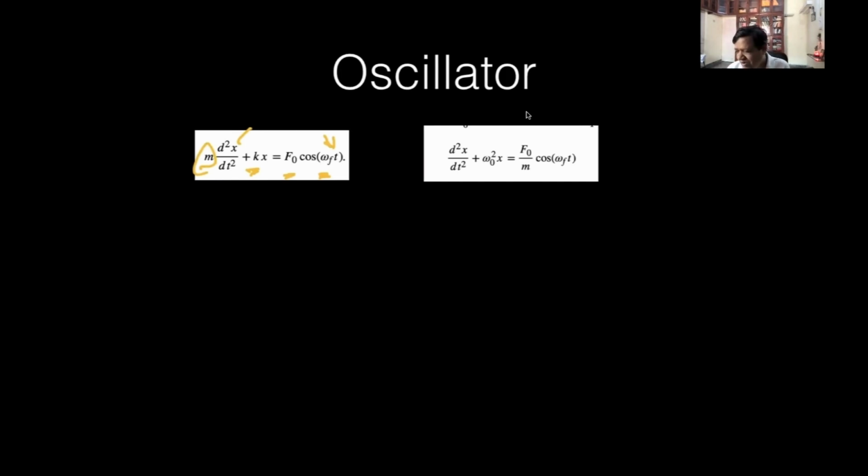One thing is to divide this equation by m. If you divide by m, then how many parameters? I can call f naught by m, and I define k equal to m omega naught square.